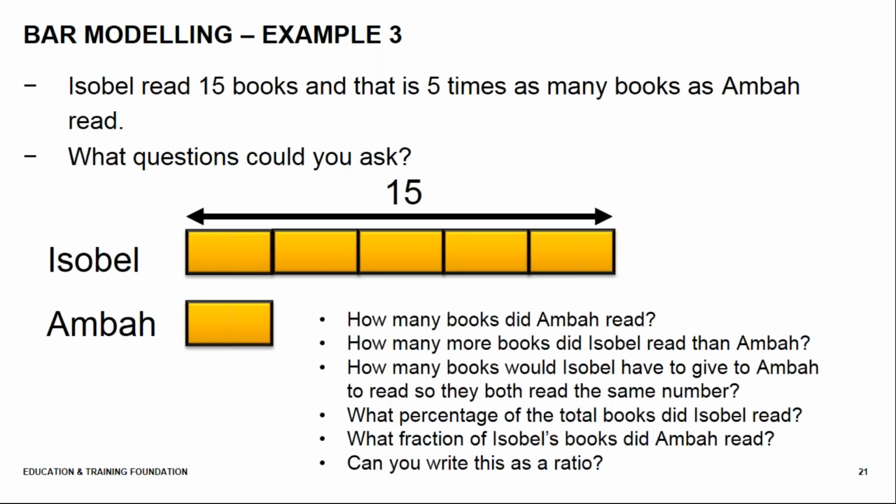These are a selection of responses from groups I have worked with. I'd like to draw your attention to the breadth of the questions, from the most obvious, so how many books did Amber read, to the more complex, involving percentage and ratio. So this obviously has scope for dealing with very mixed ability groups.